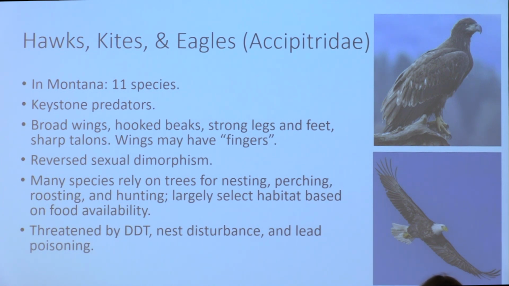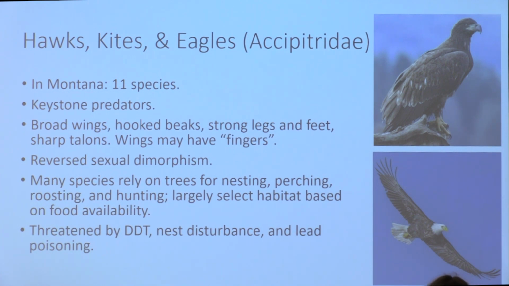Many species rely on trees for nesting, perching, roosting, and hunting. And while they largely select habitat based on food availability, the more trees that are available in a habitat, the more raptor diversity that can be found there. They're largely threatened by DDT, although that was mostly during the 1940s to the 1960s, when DDT had its greatest effect. Nest disturbance and then lead poisoning.